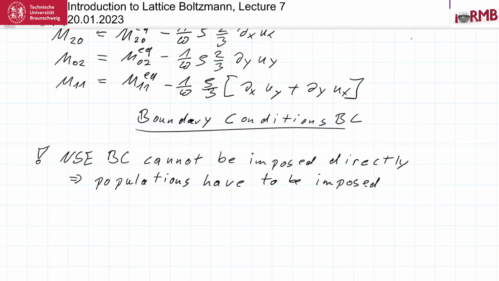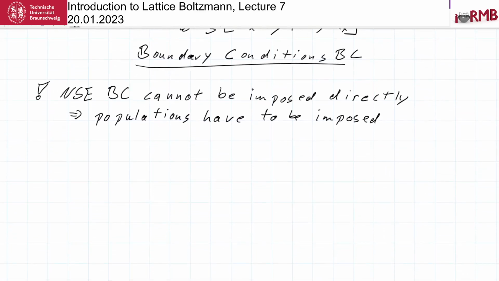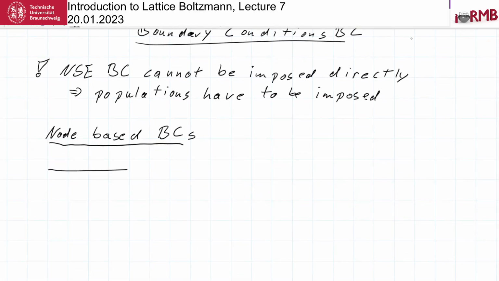Okay, so there's in general a difference between so-called node-based and link-based boundary conditions. And in both cases there are many of them, but I just give very few examples. So this is not comprehensive. I just tell you what all is possible, and we start again as always with our characteristic diagram.